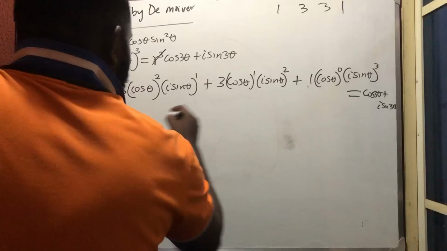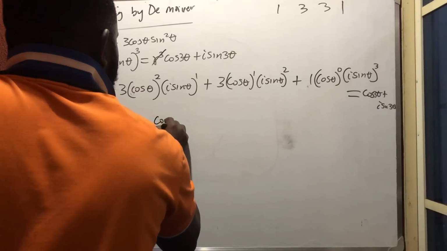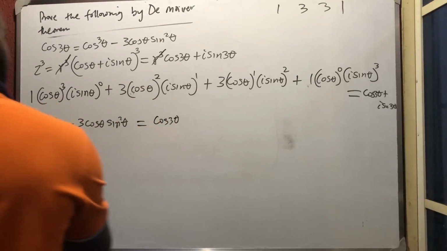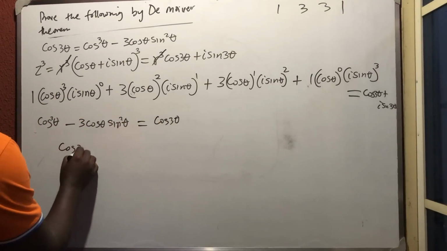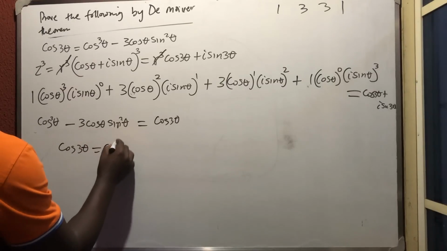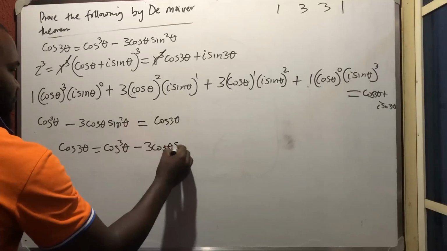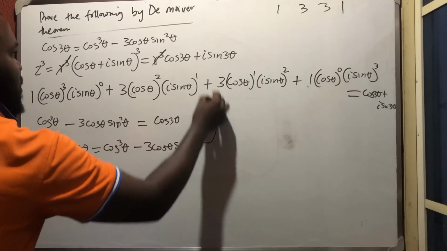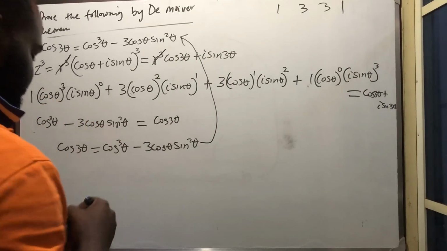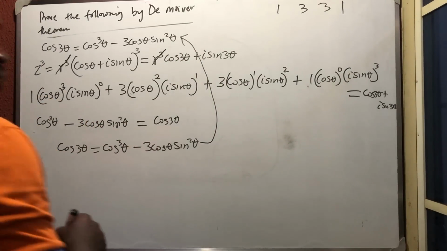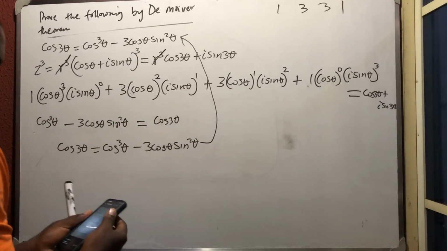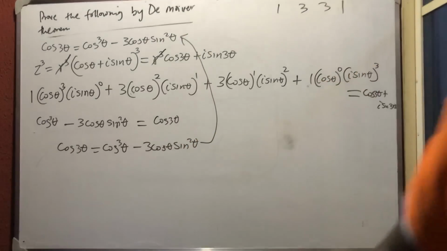And it's equal to cos 3 theta. So if you look at that, arrange it very well. That cos 3 theta is equal to cos 3 theta minus 3 cos theta sine square theta. So this is the same thing as this. Proved. Okay, so we are done with that question. So let's go to the next one.